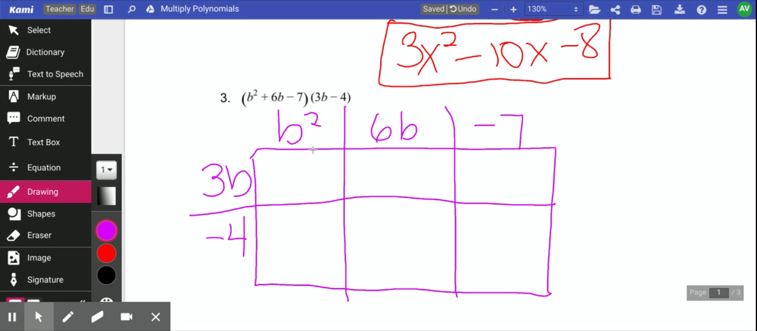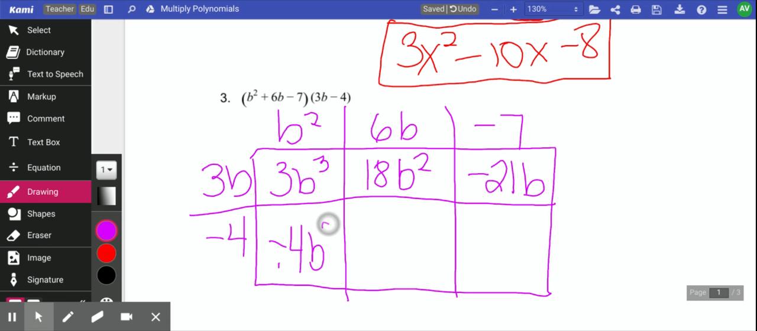Now in each one of these boxes, I'm going to multiply these two terms. So here, 3b times b squared is 3b to the third. In this box, I'm going to put 3b times 6b, which is 18b squared. Then 3b times negative 7 is going to be negative 21b. Now in this row, in this box right here, I have negative 4b squared. In this box, I'm going to have 6b times negative 4, which is negative 24b. And in this box over here, negative 7 times negative 4 is going to be positive 28.